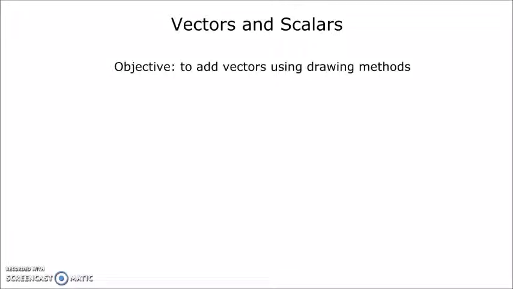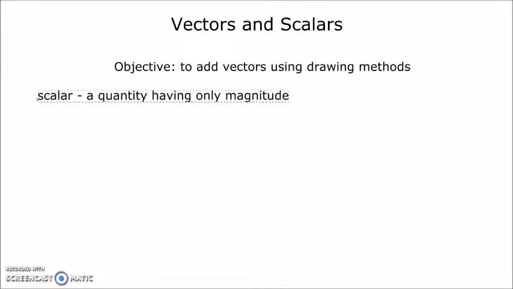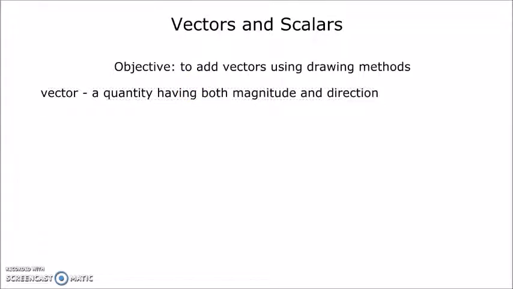We are here to continue our discussion on vectors and scalars. Specifically today, the objective is to understand how vectors add using drawing methods. Just a recap, we've talked about this in a previous video, but we have two classes of quantities that we deal with. One of those is something called a scalar, which has magnitude only, and a vector having both magnitude and direction. Since we're talking about vectors here, let's talk about the vector part of this.